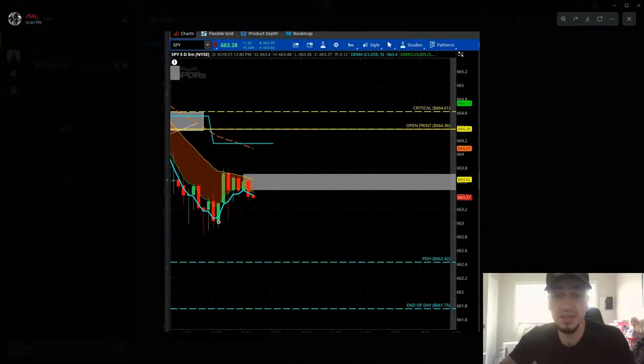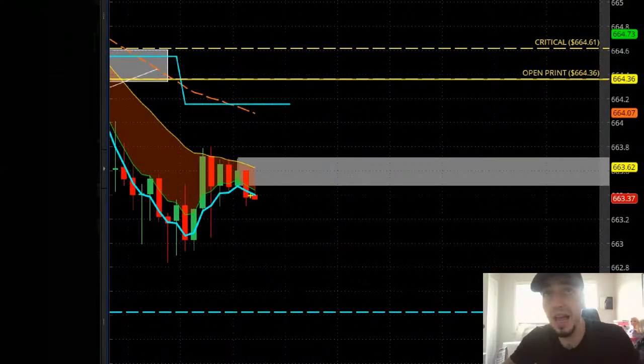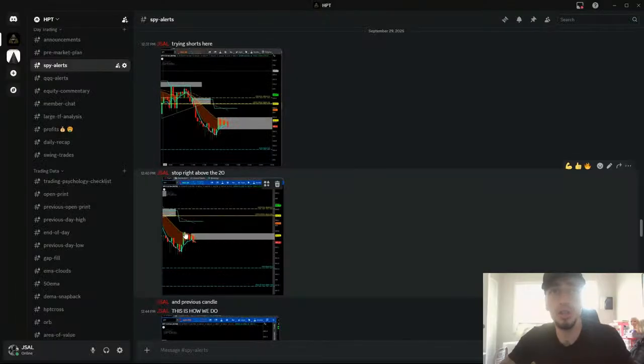Let's see what we get. Price starts to sell off. Once again, what are some things I can use here? Look at my moving average. I'm closing below the 9 DEMA. That's getting bearish. Sellers are showing strength.